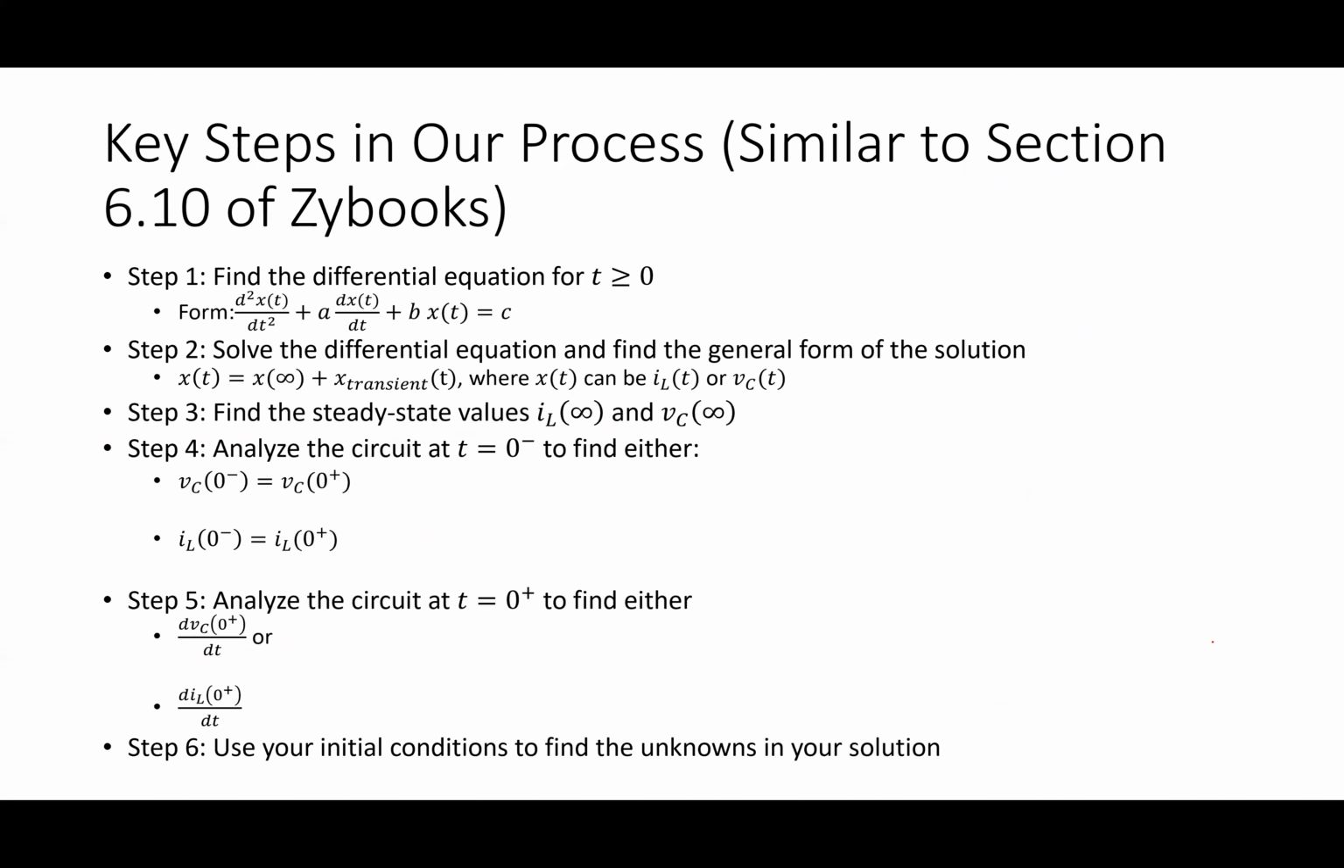So analyze the circuit at t equal to 0 minus to find either V sub C of 0 minus or I sub L of 0 minus, and then set V sub C of 0 plus equal to that. Now, it's an important concept here: V sub C of 0 minus equals V sub C of 0 plus, and I sub L of 0 minus equals I sub L of 0 plus. I say they're important because I have to worry about step 5 in a second, where I need to analyze the circuit at t equal to 0 plus.